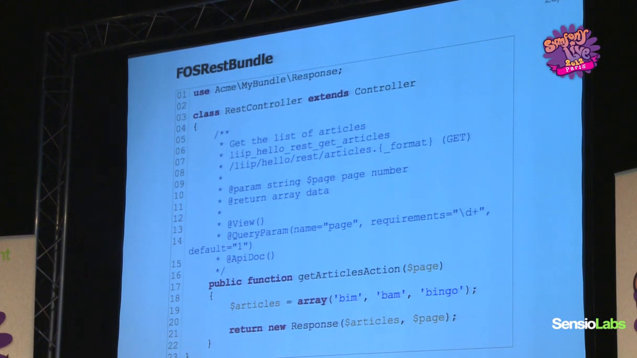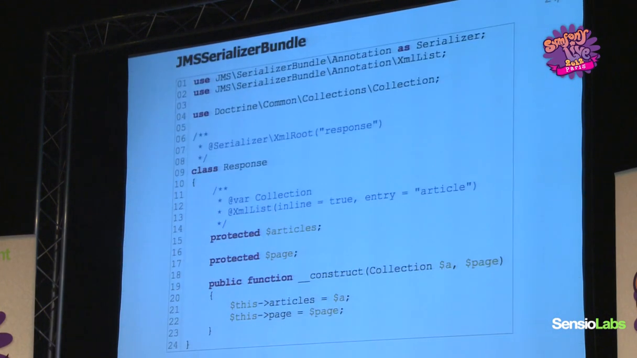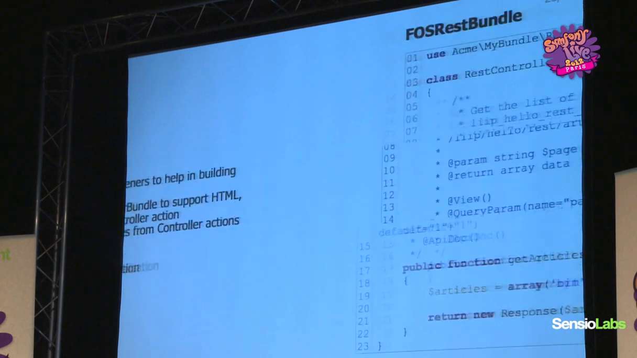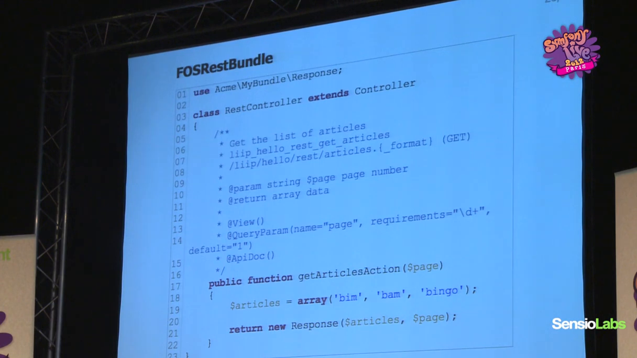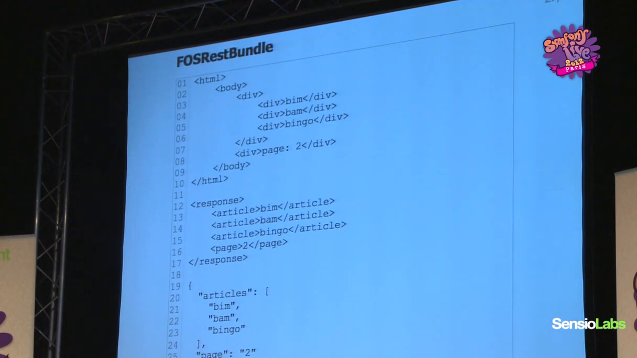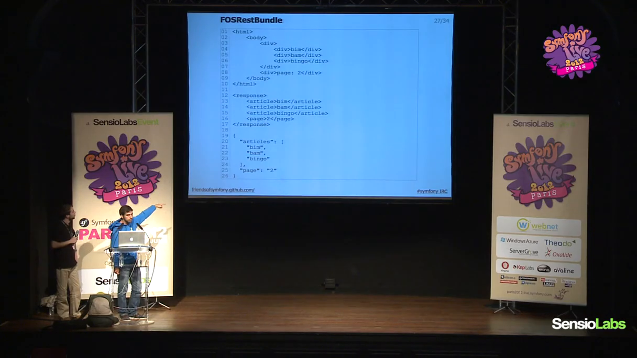Now, as you can see here, in the action itself, we're creating an array of articles, and we're passing that to the response class that we created over here, right? And with that code, we can generate the top output there if we're outputting HTML. From line 12, that's an example of the output with XML. And then from line 19, that's the output for JSON.